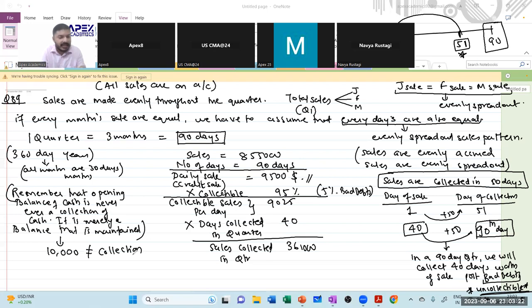It is merely a collection when it is collected. And opening balance is just a balance maintained. It has got nothing to do with collection. Am I clear about this? Are you understanding the concept? Yes or no? Please tell me that. Yes, sir. Do you understand that opening balance of cash is not a collection? But if you have collected from debtors, that is a collection.